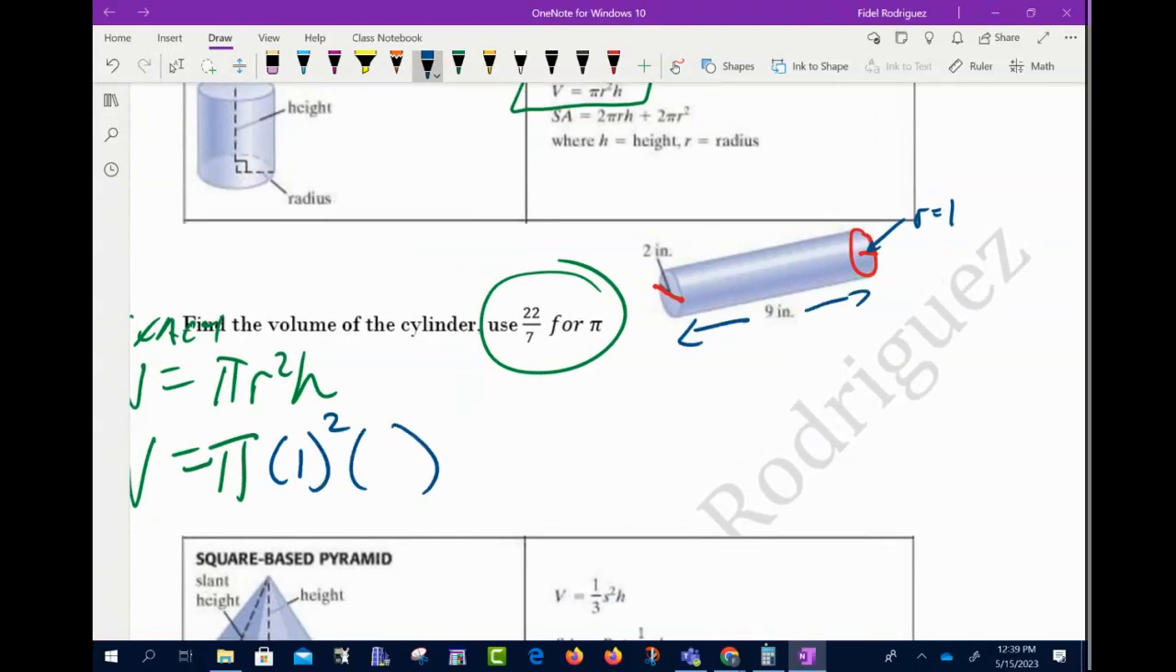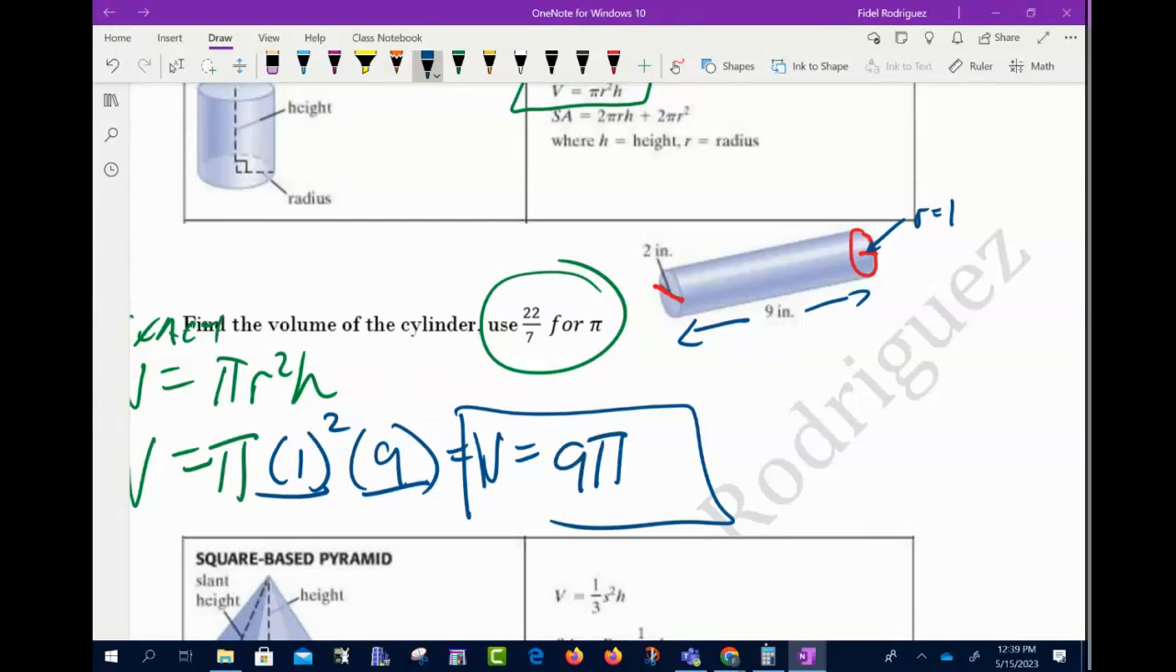The height is the same thing. Remember we said before, you were saying, I thought the height always goes up and down. Turn it like this, like your roll of paper towels. The height is what in this case, y'all? 9. Okay, so we're going to do the exact answer. What's 1 when you square it? 1. What's 1 times 9? Still 9. So my exact answer is 9 pi cubic inches.